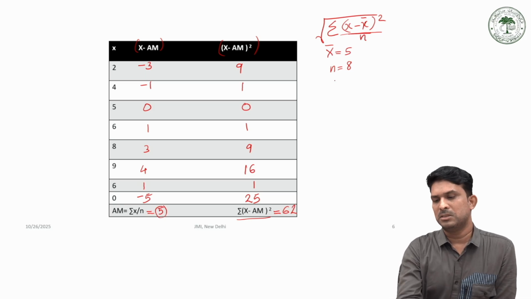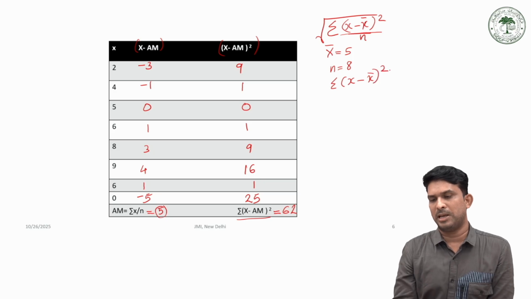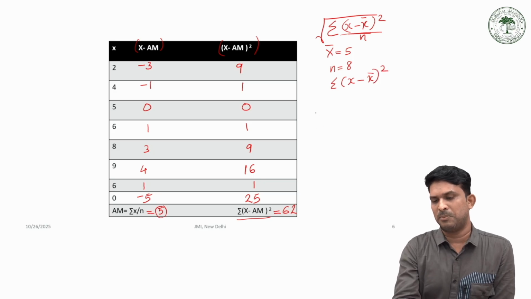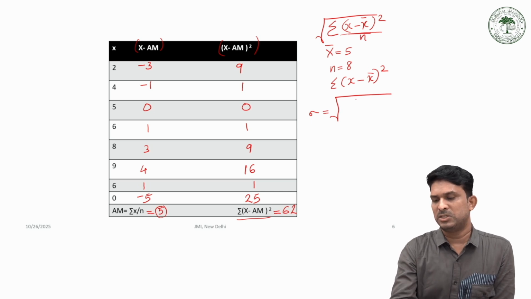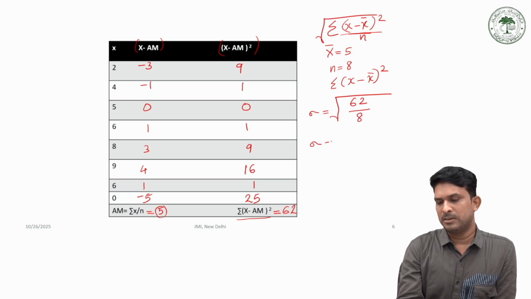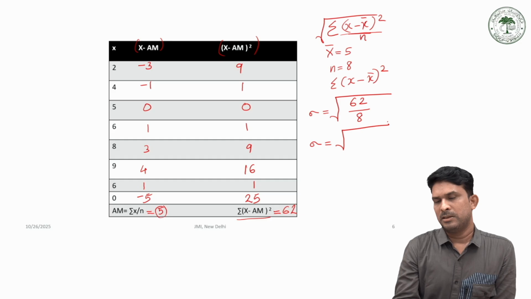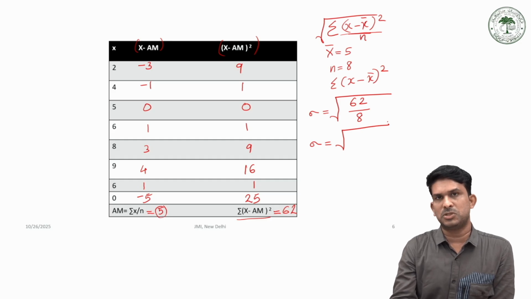So now let me apply it. I got sigma of x minus x bar the whole square. What is the equation? I'm just applying. Standard deviation is the square root of the numerator we got, sigma of x minus x bar the whole square, which is 62, divided by n. What is n? 8. So 62 by 8.